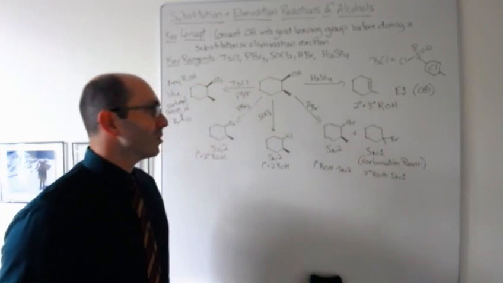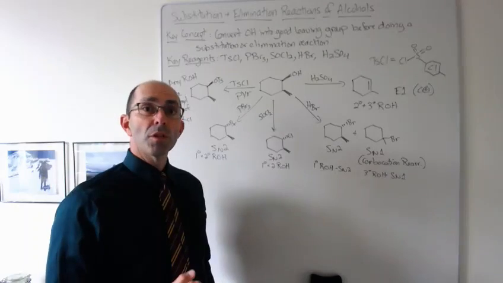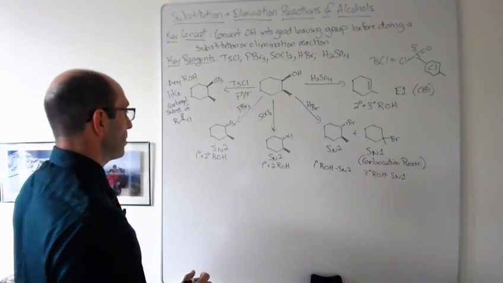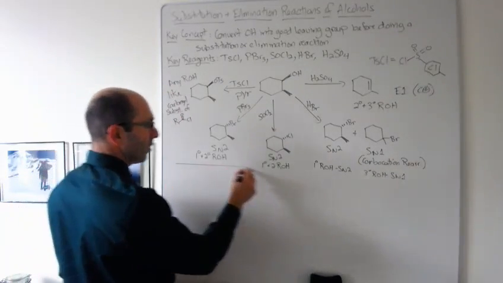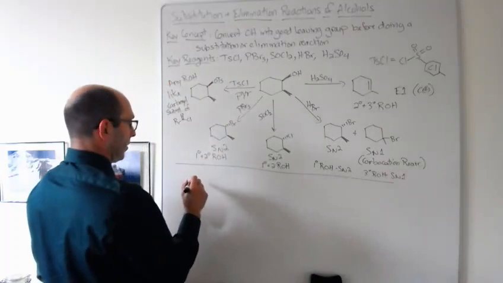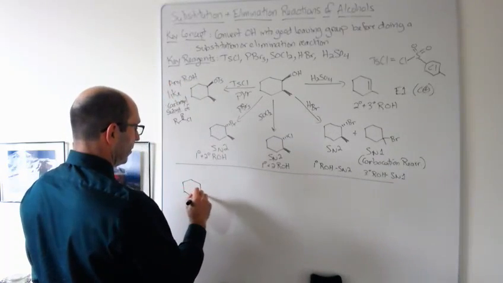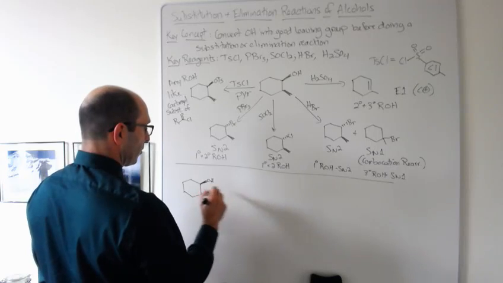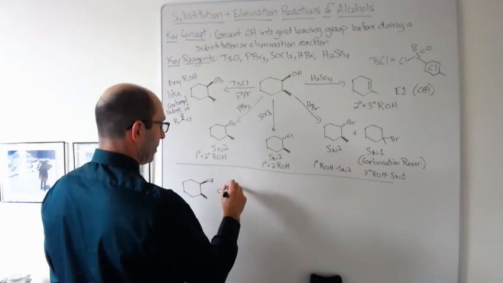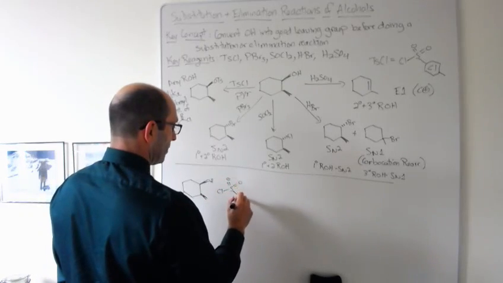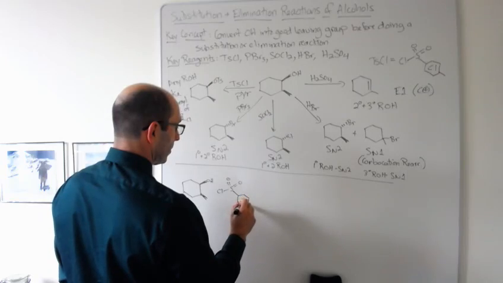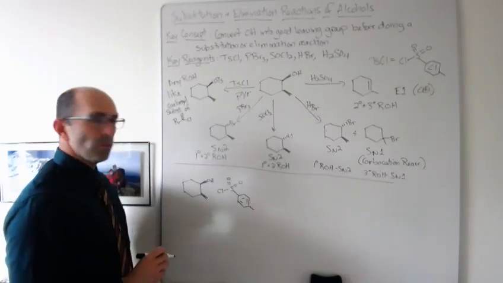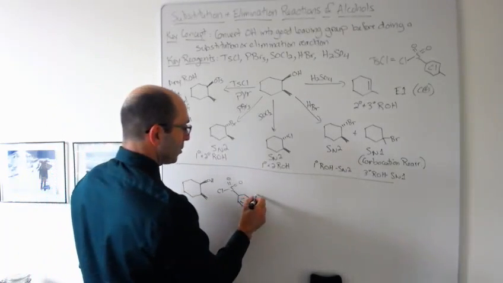Okay, so let's go through some of these mechanisms so it's clear what's going on in these reactions. So we'll take them one at a time. So if we look at the reaction with tosyl chloride, again, it's really nice to remember what the structure of a tosylate is, right? And so that we can do the substitution reaction.